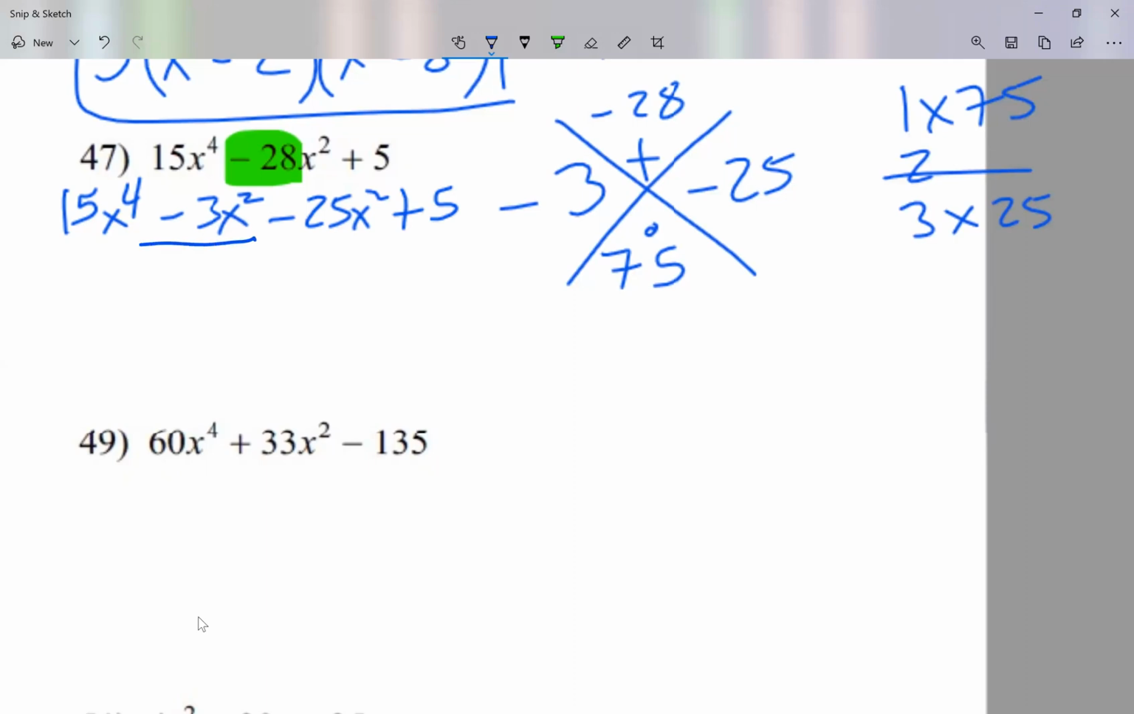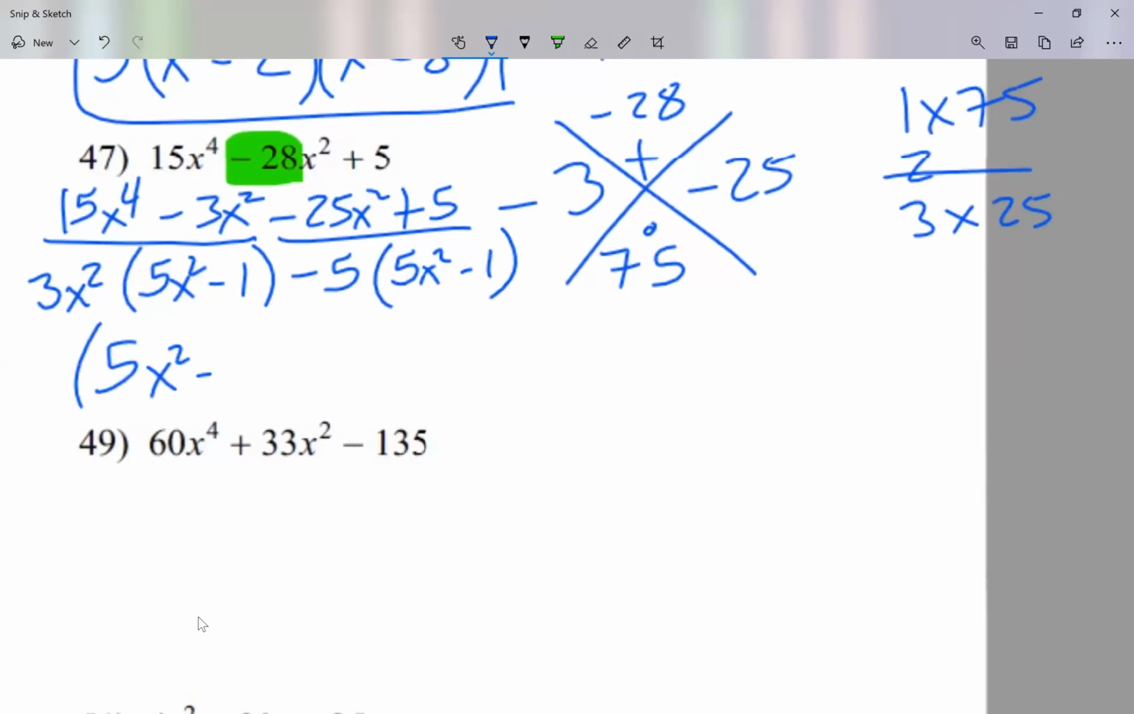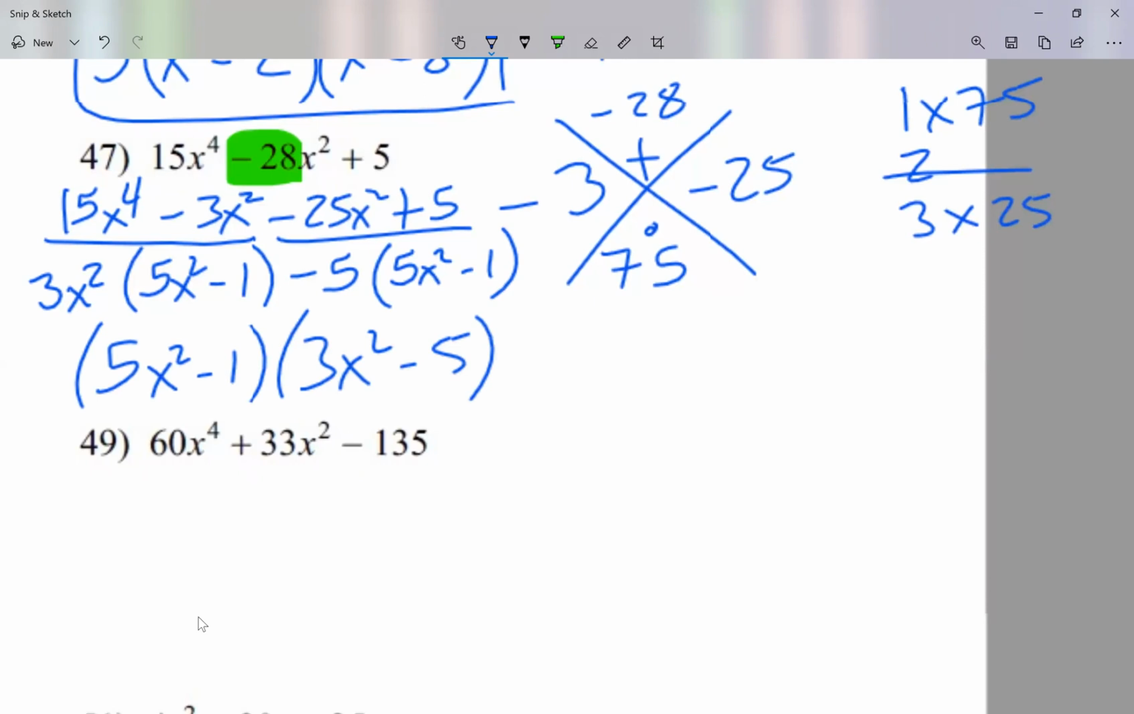When I look at the first two terms, I can divide them by 3x squared. And that's going to give me 5x squared minus 1. When I look at the last two terms, I can divide each by a negative 5. And that's going to give me 5x squared minus 1. So my factors are going to be 5x squared minus 1 and 3x squared minus 5. Beautiful.